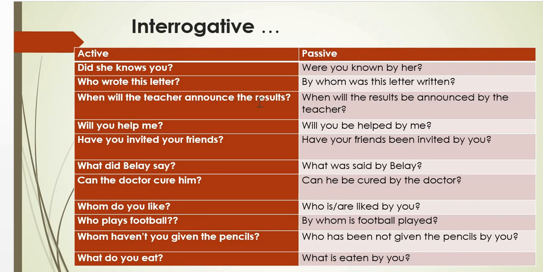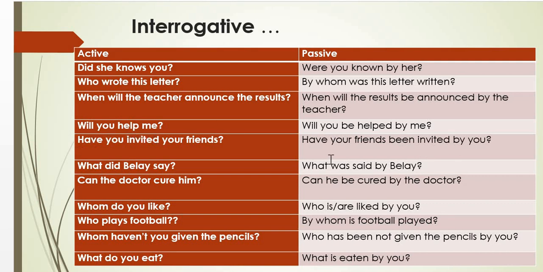When will the teacher announce? When is not changed in passive construction, neither the position nor the word itself. So the other tense change is expected. Will announce becomes will be announced. Will you help me? Still, this is one of the modal verbs. Will you be helped by me? Have you invited your friends? Have your friends been invited?